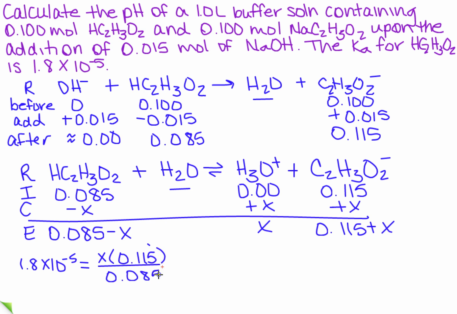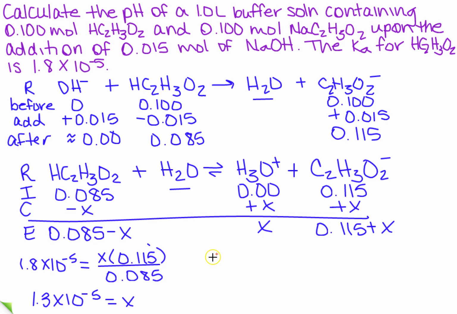And then I'm going to cross multiply and divide. And when I do that, I get 1.3 times 10 to the minus 5th equals x. Now I went ahead and I took that number and divided it by the initial concentration. The number I got is less than 5%, so it was okay to approximate.